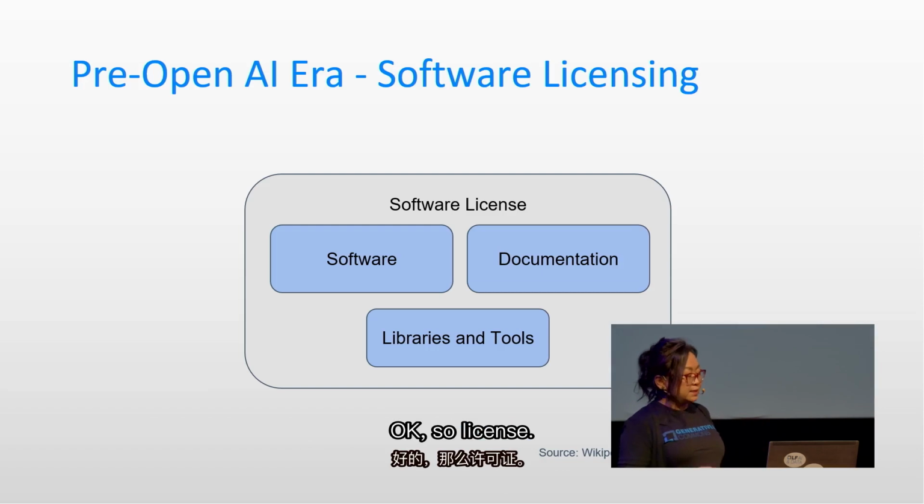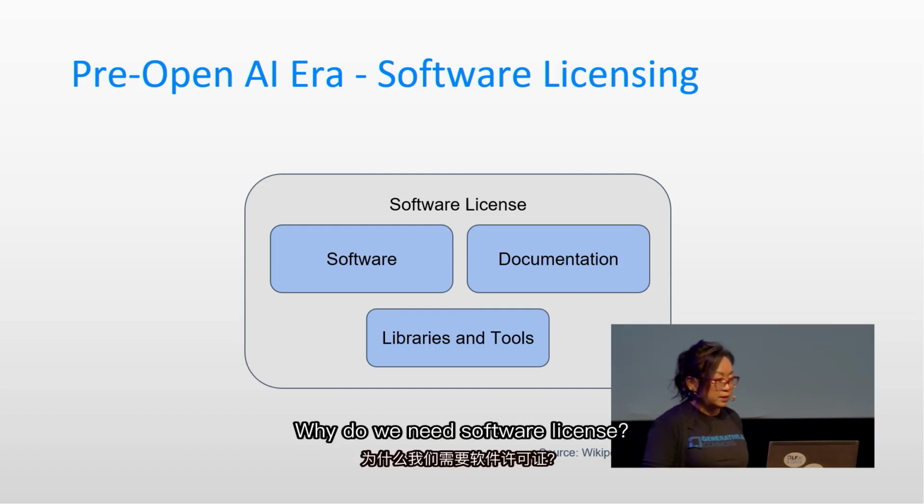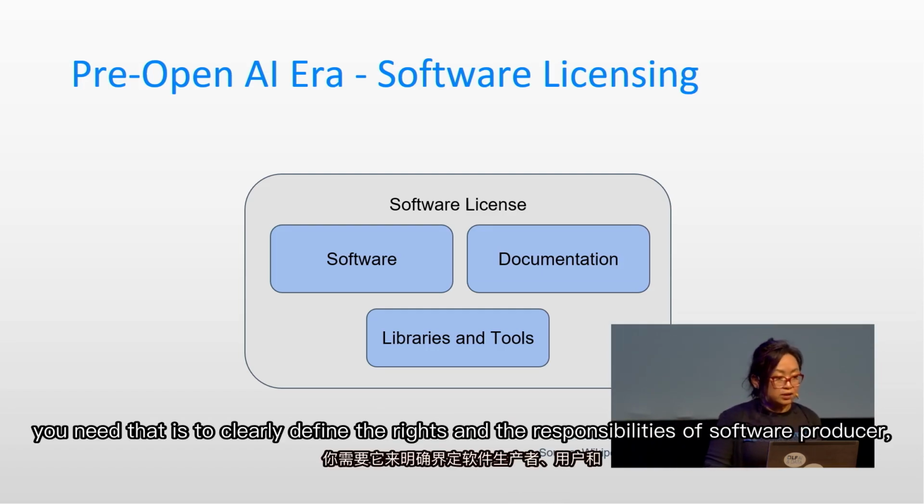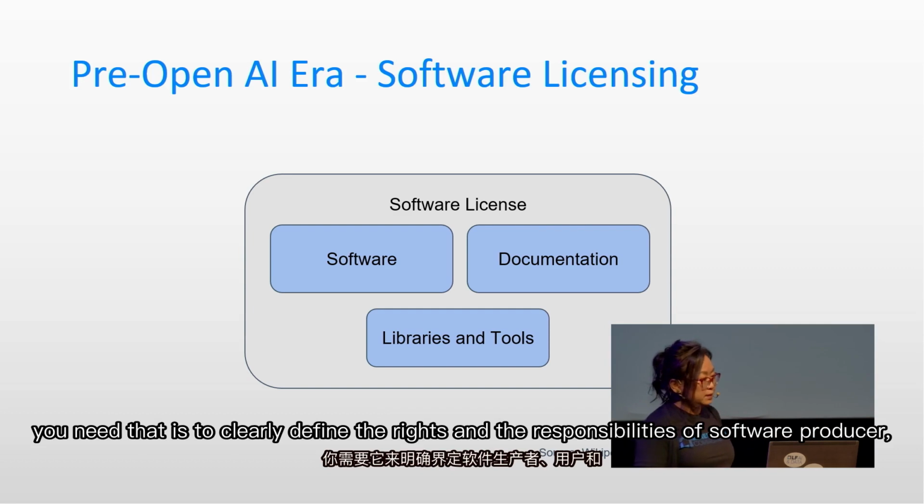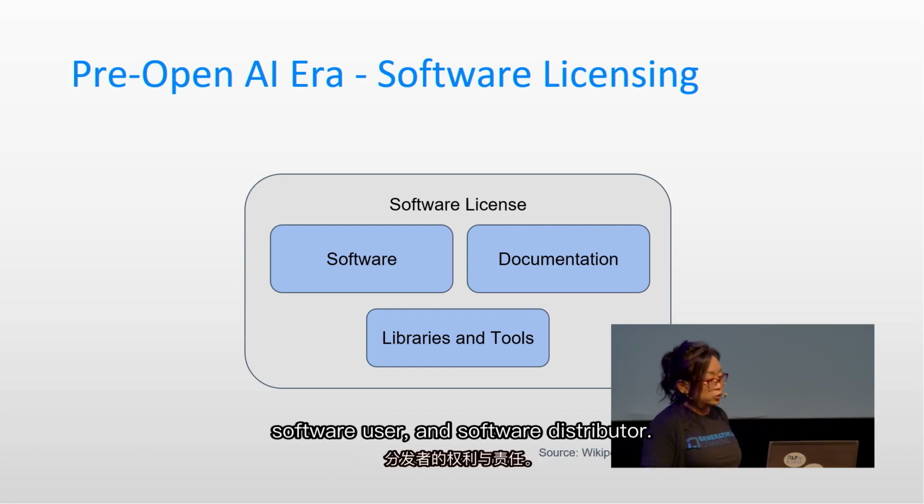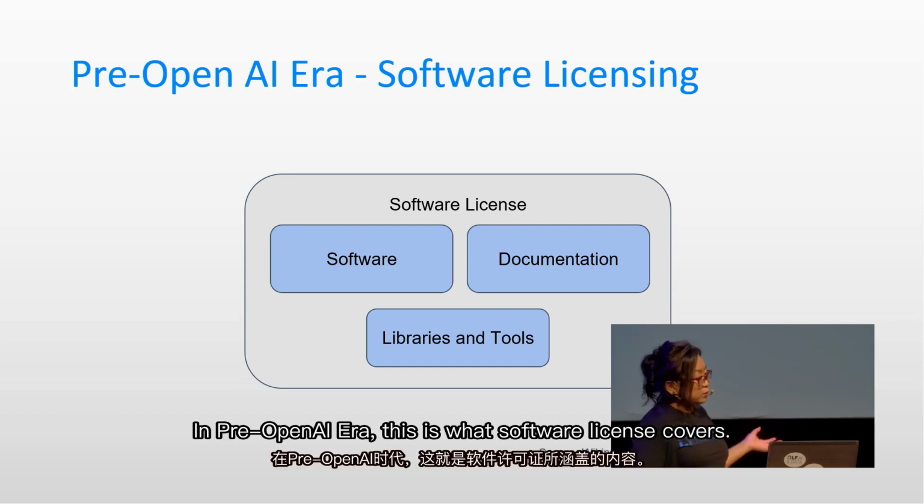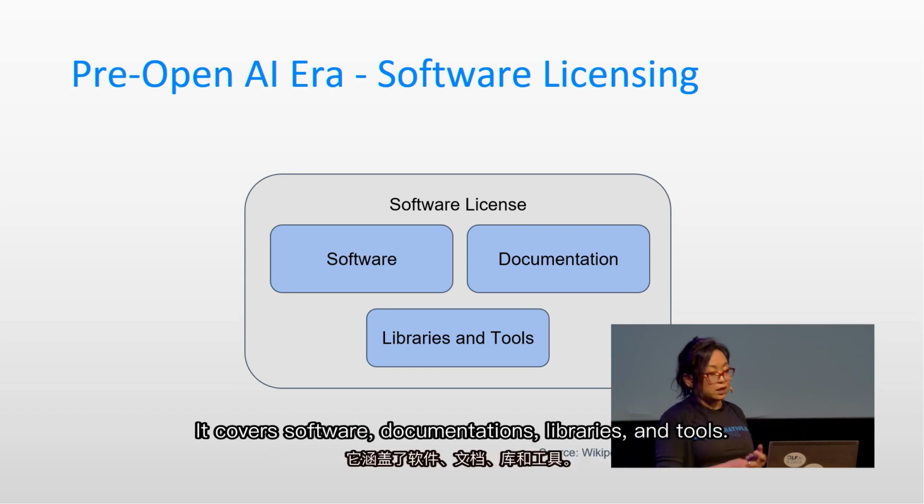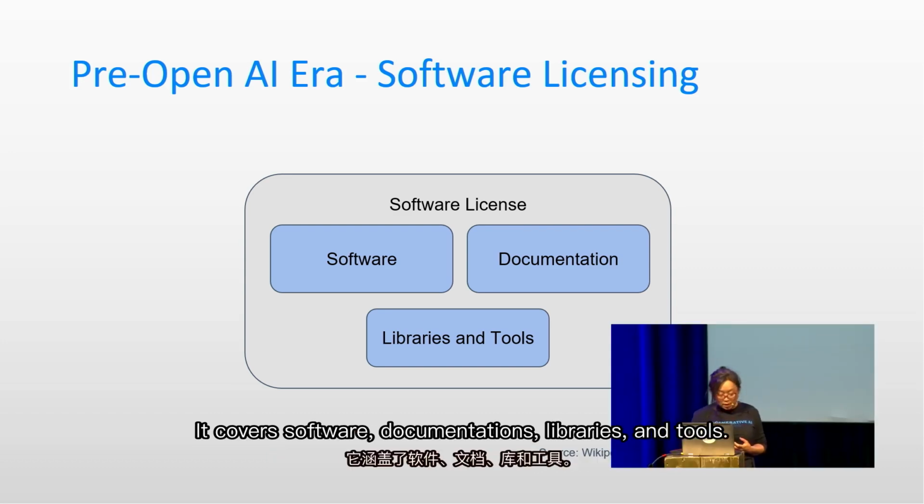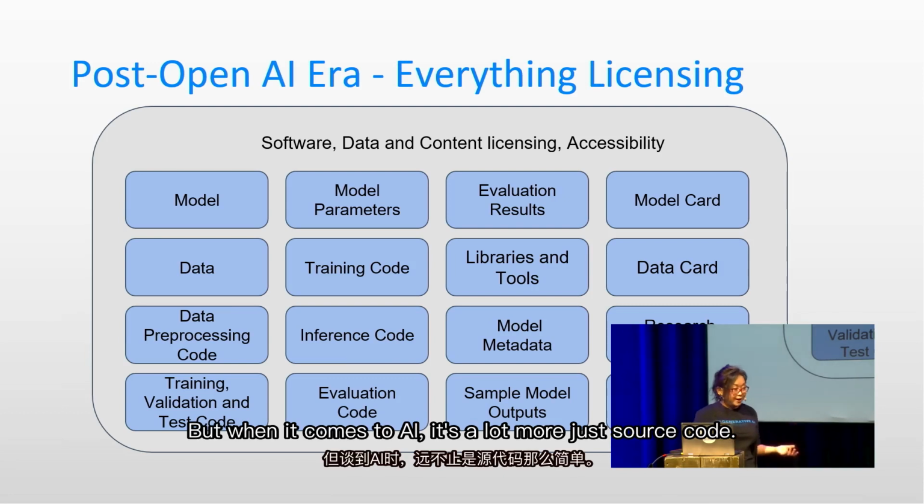Okay, so why do we need a software license? You need it to clearly define the rights and responsibilities of the software producer, software user, and software distributor. In the pre-open AI era, a software license covered software documentation, libraries, and tools. But when it comes to AI, it's a lot more than just source code, right?